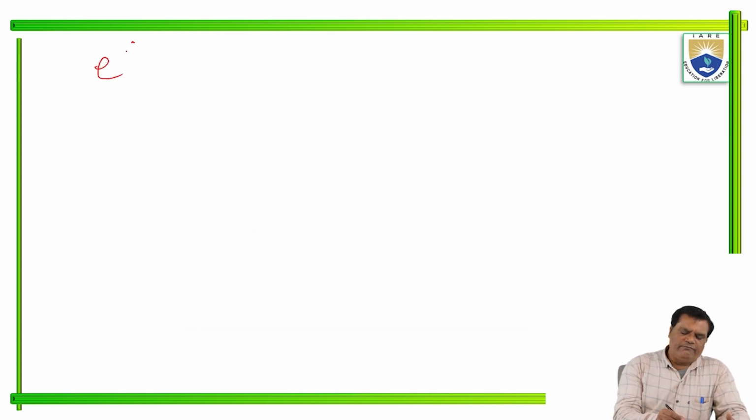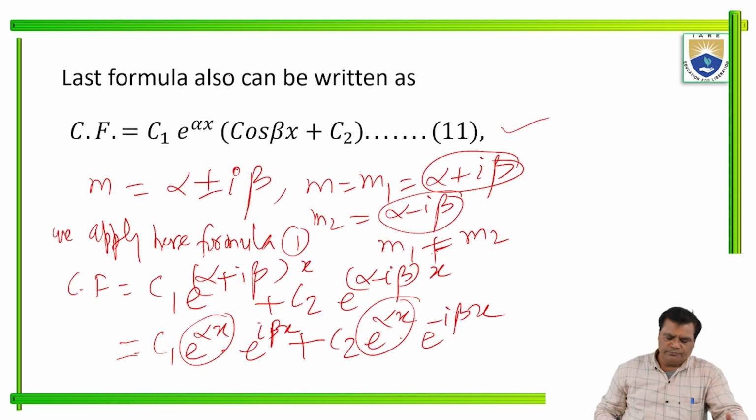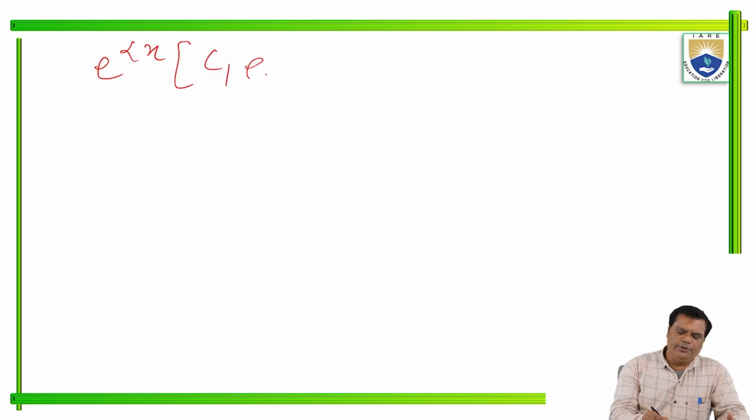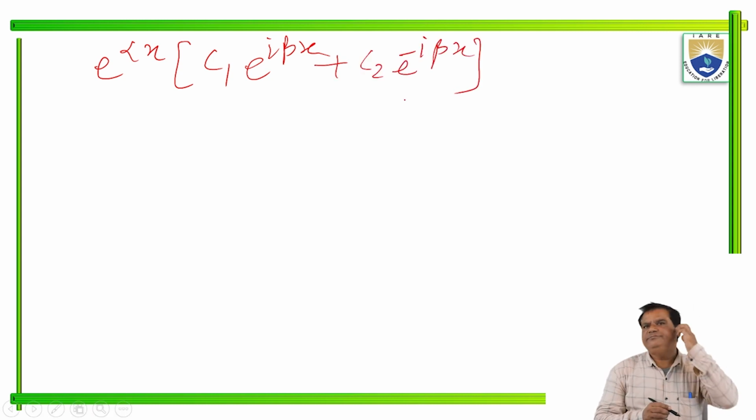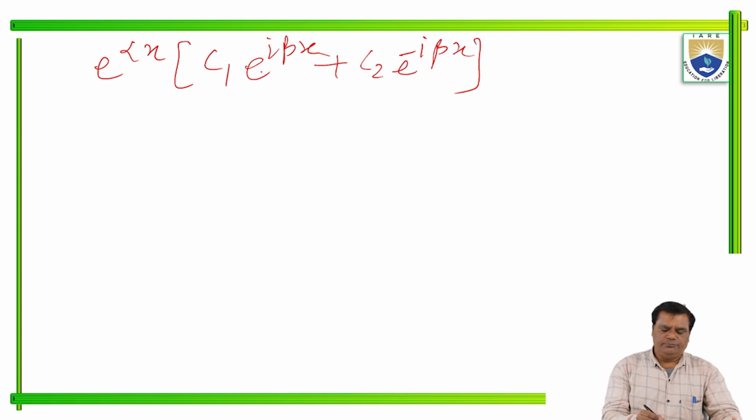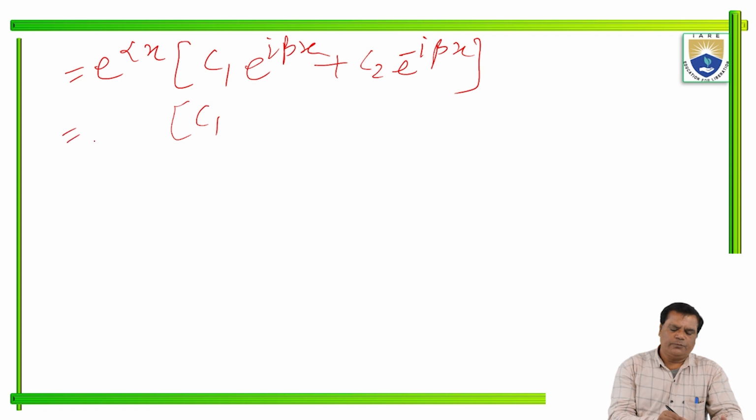e to the power alpha x is common. So here C1 e to the power i beta x plus C2 e to the power minus i beta x. Now I am writing this here: e to the power alpha x, C1.